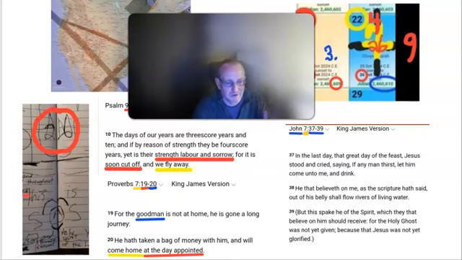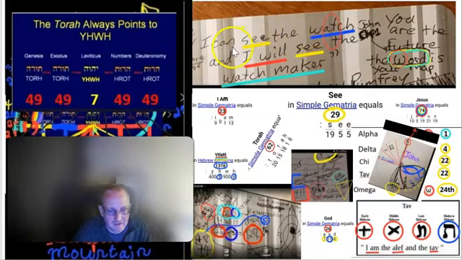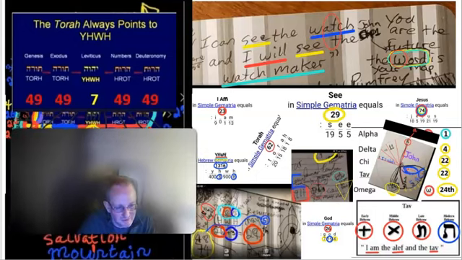Now I pre-warn you that it's going to look very confusing, but I'm going to walk you through it. And there's a reason to this. It looks like madness, but let me continue. Okay, now I just want to show you this image here first. Now this is actually a watch I felt the Lord wanted me to put together. But right here, the Torah always points to YHWH. That is the tetragrammaton for Yahweh.